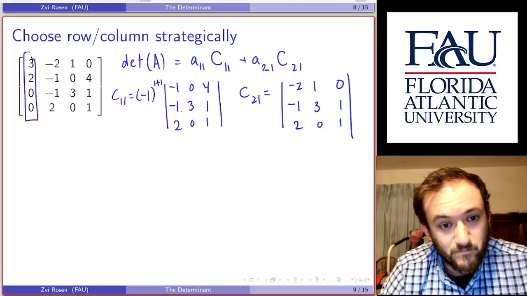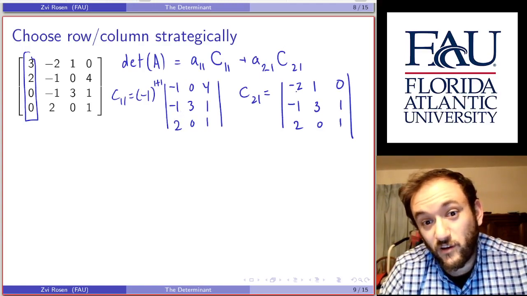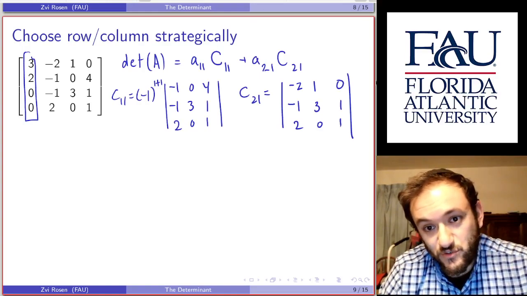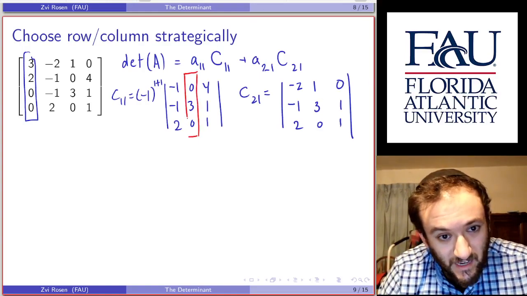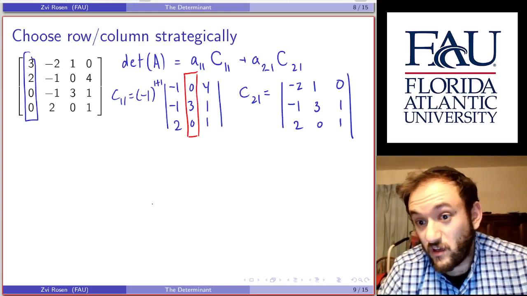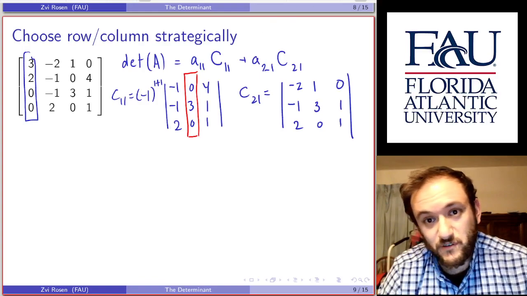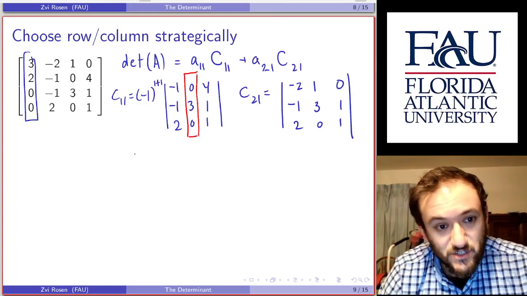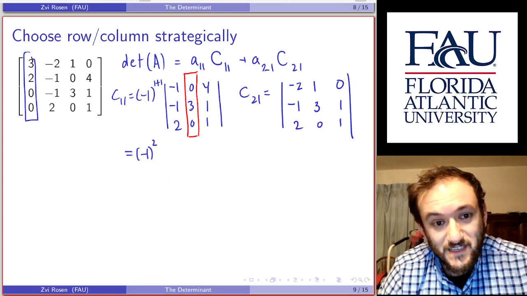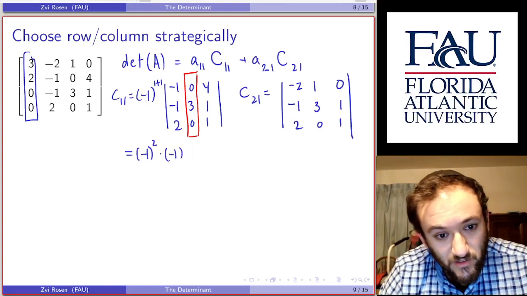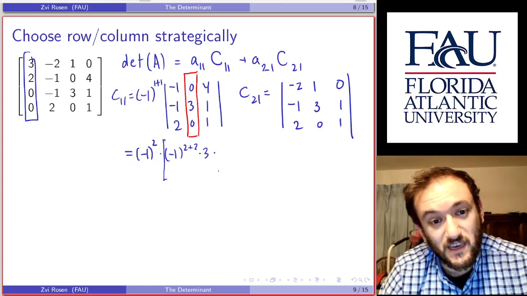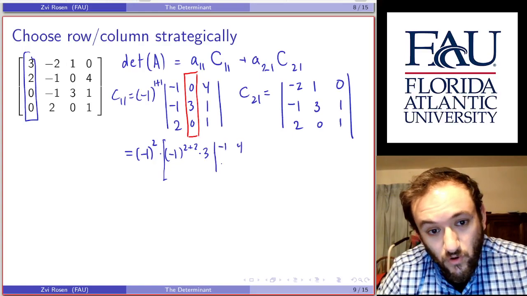And here, for this determinant, we can also use creative zero choice, right? So I can take this column and compute the determinant along there because it has 2 zeros. So this is just going to be equal to, so minus 1 squared, that's going to be 1. And then this is 3 times, well, we should be careful, this is negative 1 to the 2 plus 2 times 3 times this determinant, minus 1, 4, 2, 1.